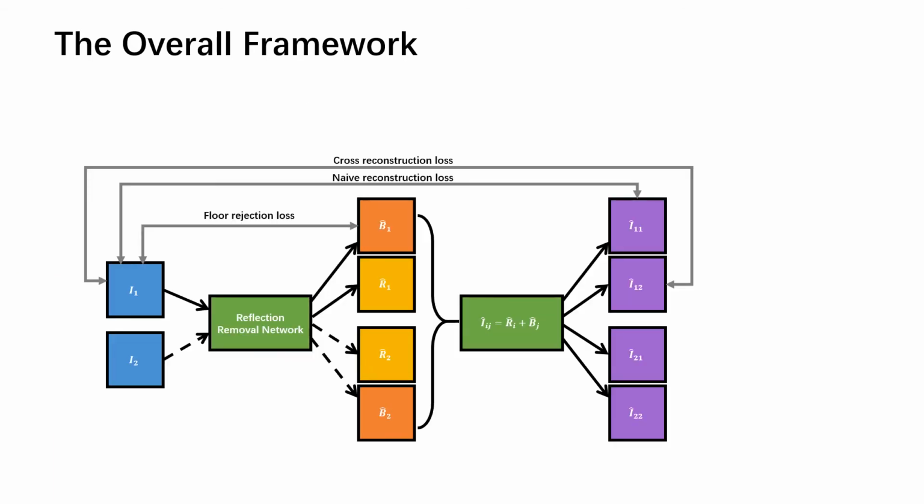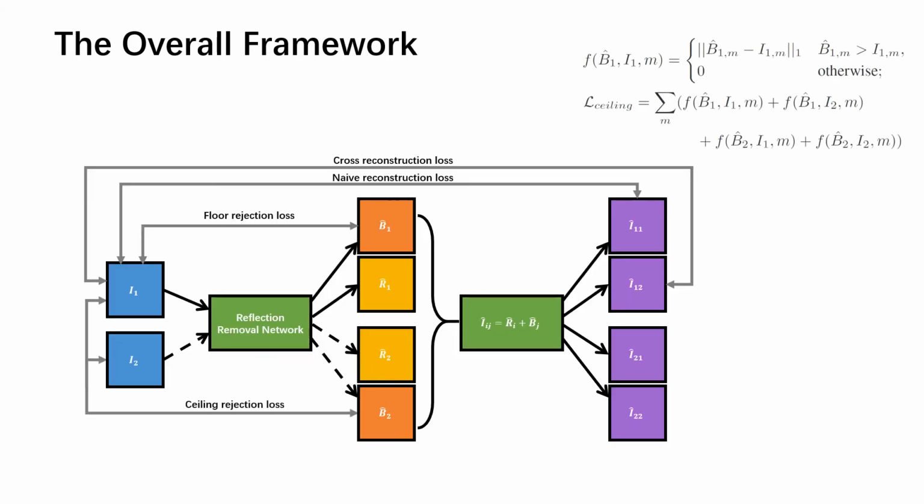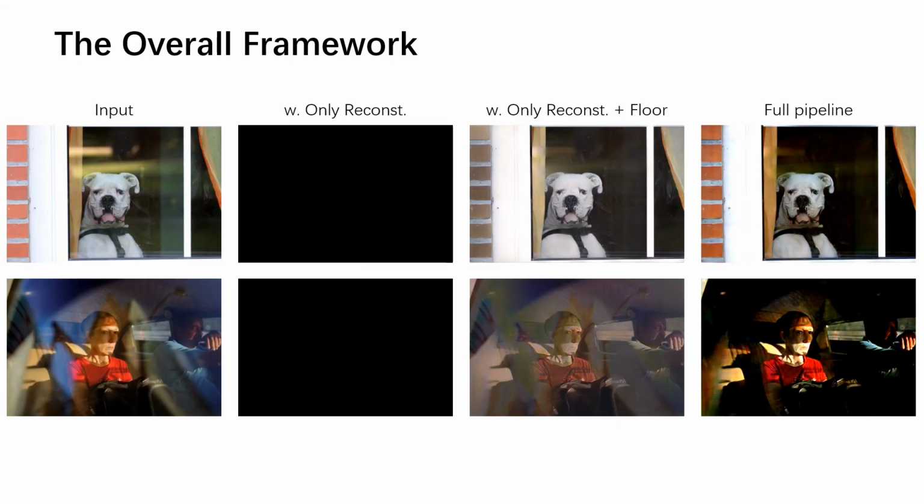We further penalize all the background pixels which are bigger than the corresponding input pixels, to ensure the predictions are in normal image intensity range. As can be seen from the visual comparisons shown here, the results of our full pipeline achieve the best performance.